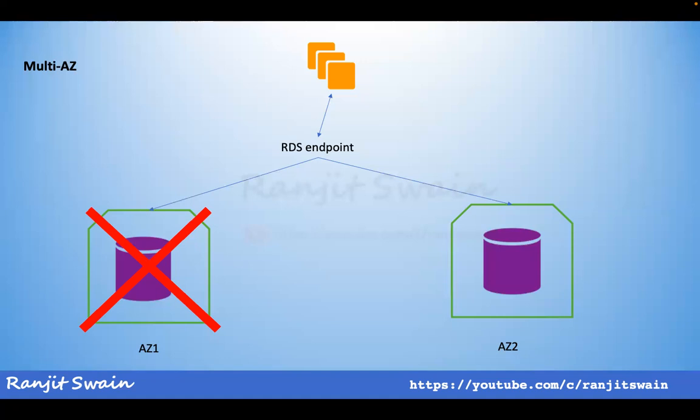Okay, suppose in India we have two regions now. One is the Mumbai region, another is the Hyderabad region, right? Suppose in the Mumbai region, we have three availability zones, right? In those three availability zones, we have kept our databases. Suppose one is in Bangalore. The other one is kept somewhere in Chennai. I'm just giving an example, okay?